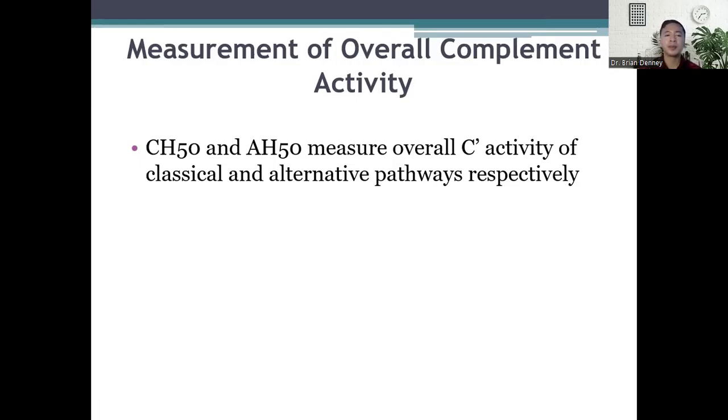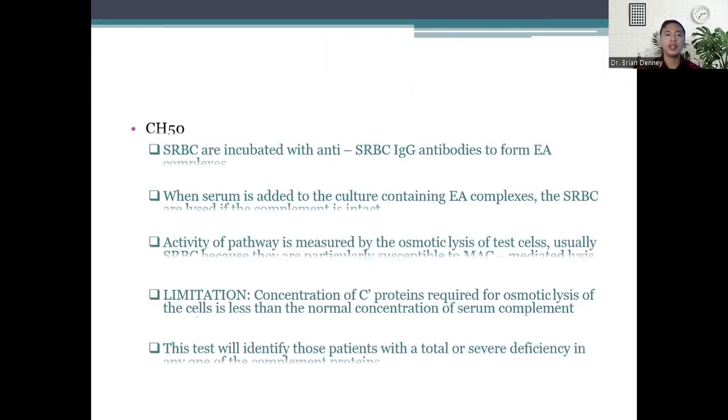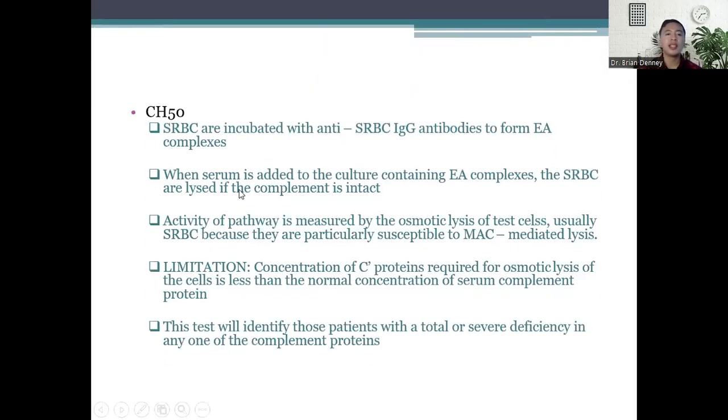So how do we do CH50 and how do we do AH50? Just take note of the materials used here. We have sheep red blood cells incubated with anti-sheep red blood cell IgG antibodies to form immune complexes, antigen-antibody immune complexes. Why? Because CH50 is for the classical pathway, and so we need formation of antibody complexes.